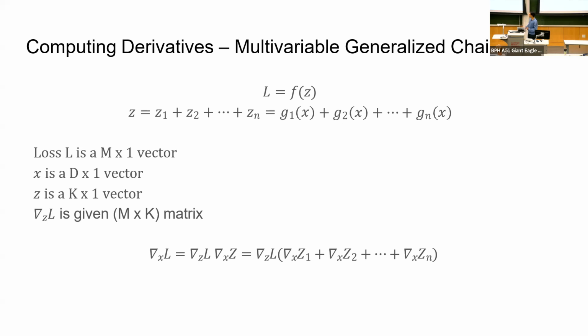We already know that z is a k by 1 vector, so the derivative of L with respect to z is given by an m by k matrix. So you can see how we compute the derivatives of a multivariable example. The derivative of L with respect to x is essentially the derivative of L with respect to z multiplied by the derivative of z with respect to x.